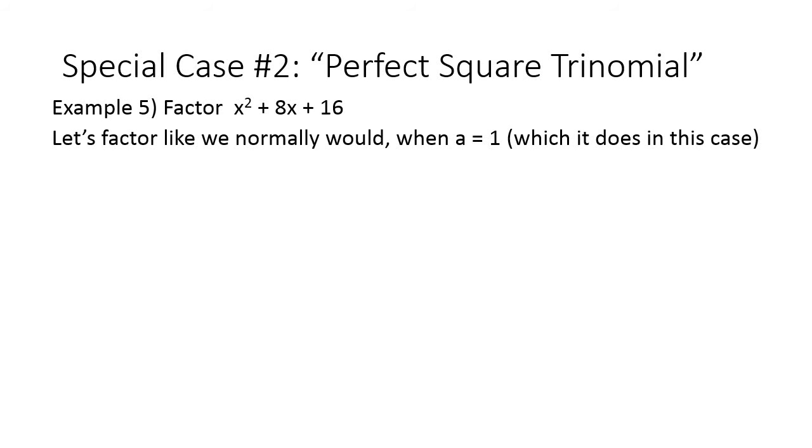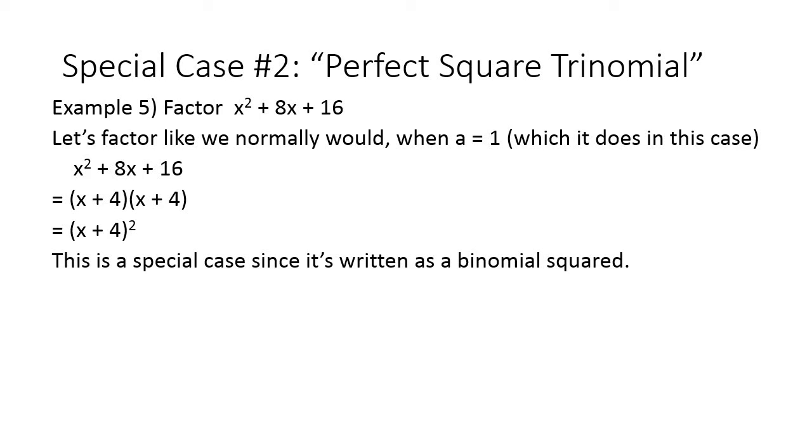Let's factor like we normally would when a equals 1, which it does in this case. So a, remember, is the integer in front of the first term here. So it is just a 1. It's not shown because it's just a 1. So the two numbers that multiply to 16 and add to 8, that would be 4 and 4. So we have x plus 4 and x plus 4. And we can rewrite that as x plus 4 squared.